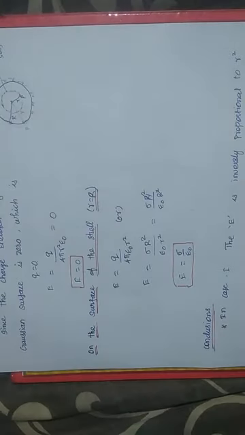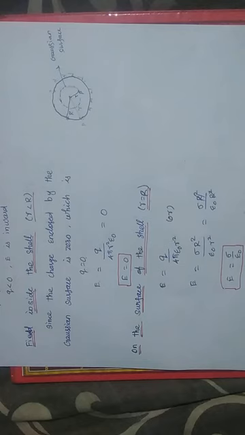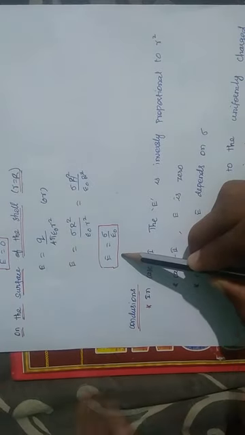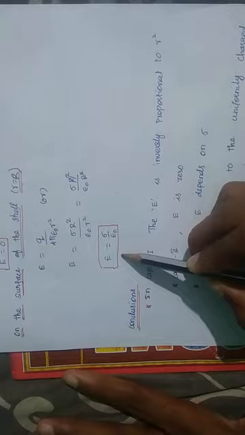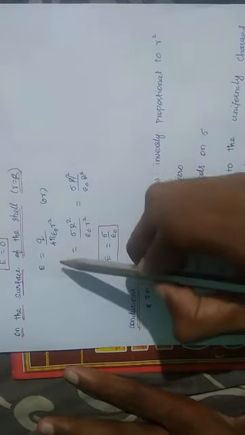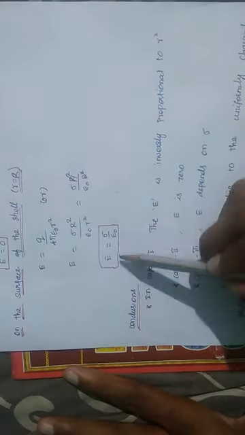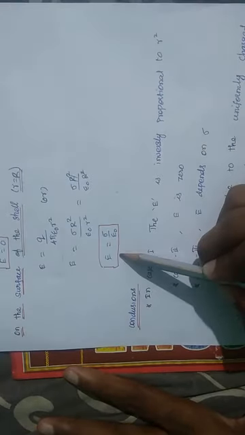This is an additional case which I am giving. Only two cases are given in your book: the field inside and the field outside. It is better to know this. So this is the electric field value on the surface of the shell. You can use either of these two expressions.